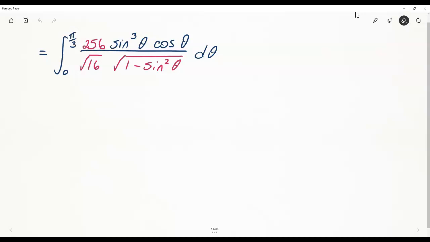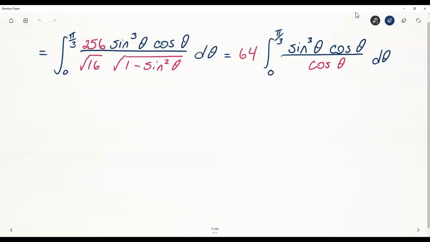So what does the next step show? Well, the square root of 16 has knocked that 256 back down to 64, and I pulled it out of the integral. Because there are no more constants in the problem, I might as well pull that 64 out now and be done with it. That square root of 1 minus sine squared just becomes cosine, and in the very next step, it's going to cancel that cosine. So what am I going to be left with after that happens?